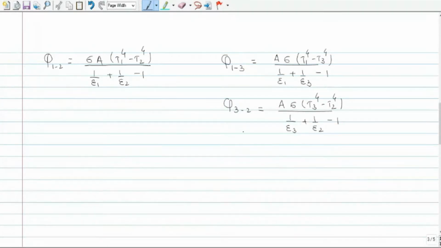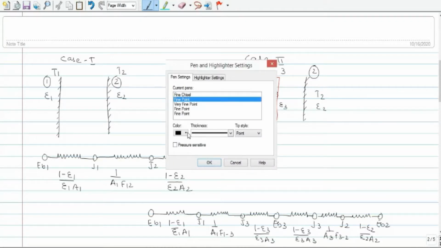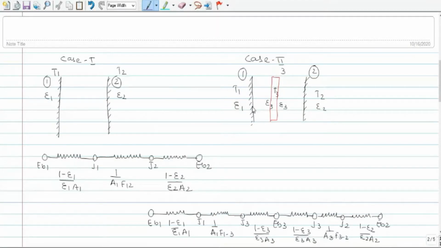So it is very easy to understand. See here, what is Q13 indicating? The heat which travels from surface 1 and is incident on surface 3, meaning the rate of heat transfer from 1 to 3, becomes Q13, and the net heat is transferred from 3 to 2, that becomes Q32. Sorry, it is 3 to 2 or 2 to 3, we can write. So I'm just taking it as 3 to 2.